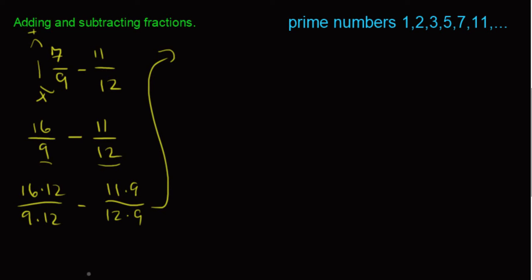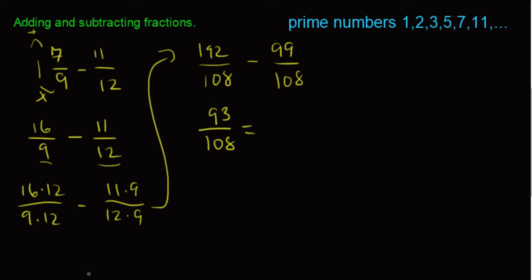So that gives me, I know 10 times 12 is 120. 6 times 12, 72. So that's going to give me 192 over 12 times 9, 108 minus 99 over 108. So I know 192 minus 100 is 92. I add 1, I get 93 over 108.